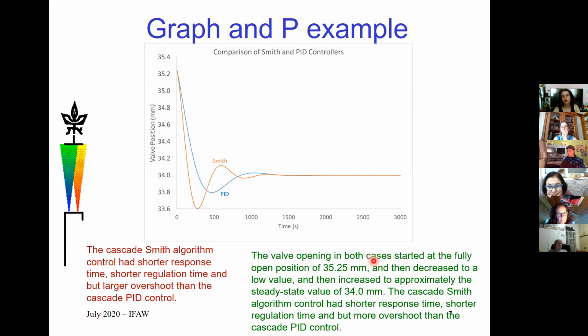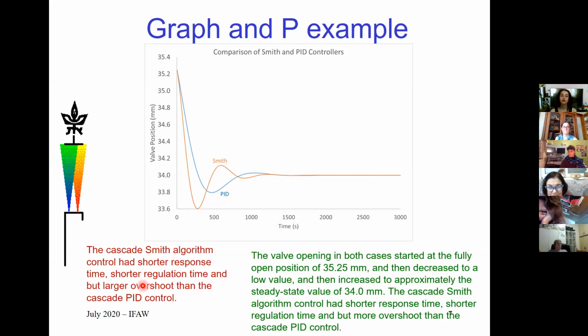The valve opening in both cases started at the fully open position of 35.25 millimeters. That's right here. And then decreased to a low value. That's here and here. And then increased approximately to the steady state value of 34 millimeters. That's here. And then you can go on to give this interpretation of extracting various data from here.